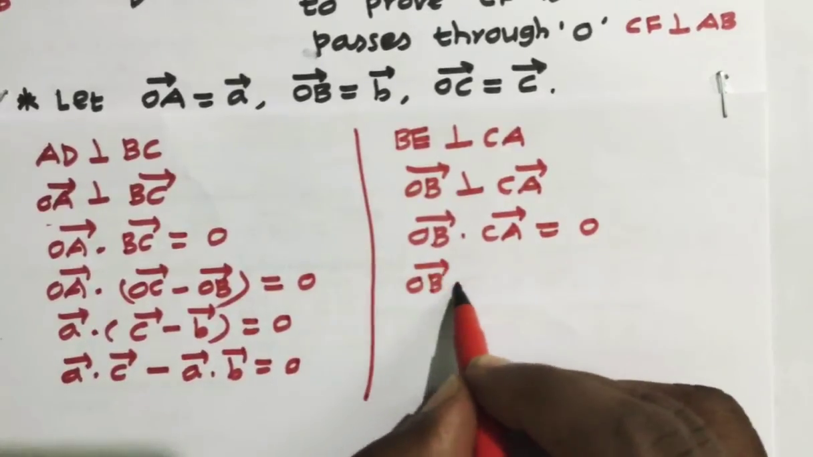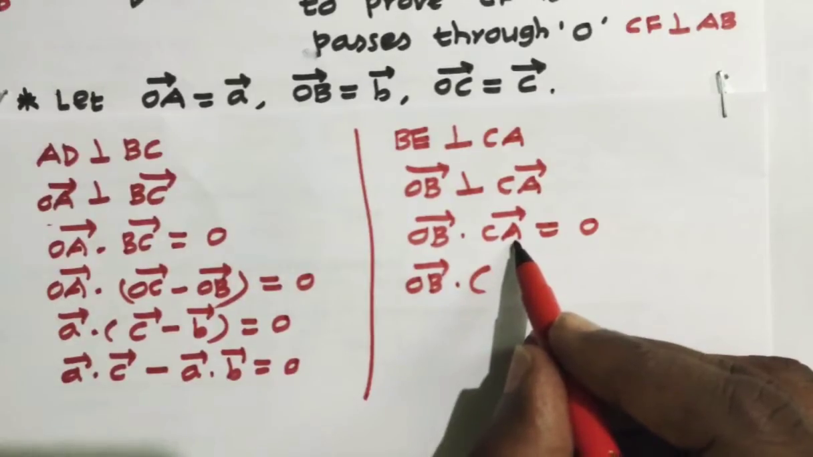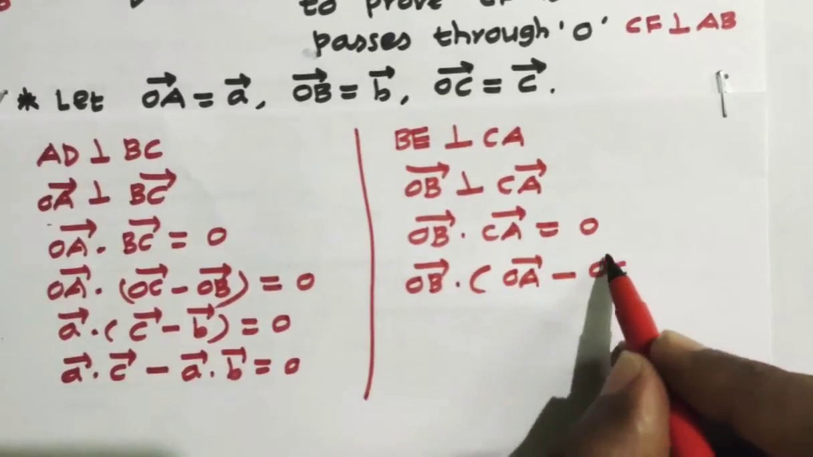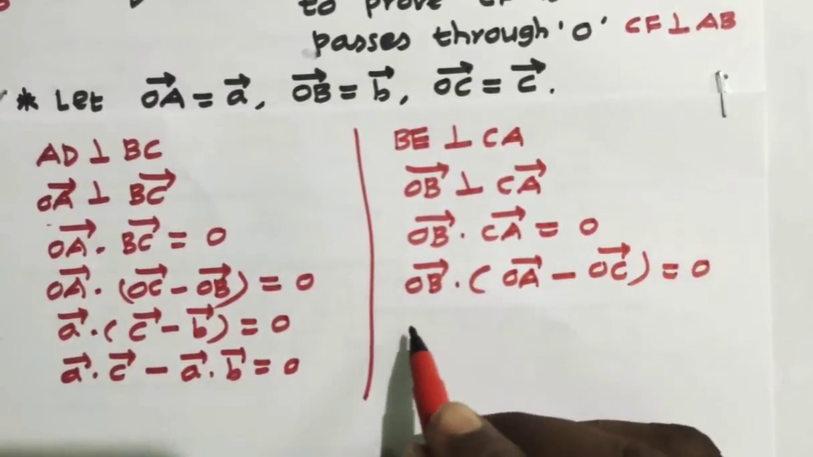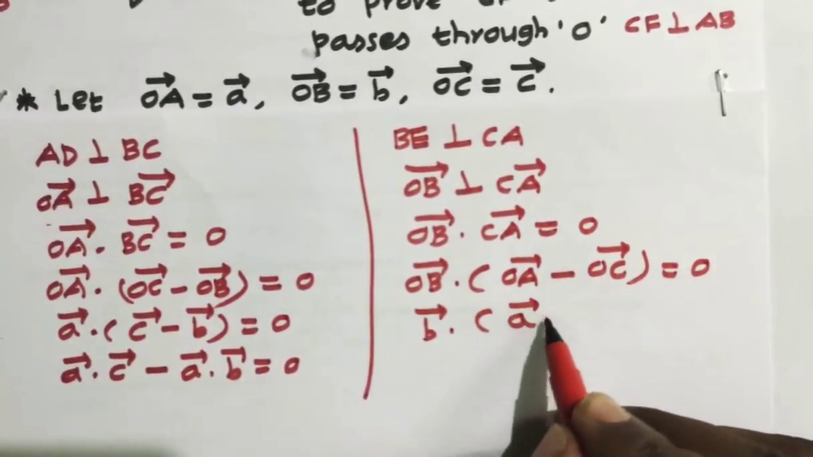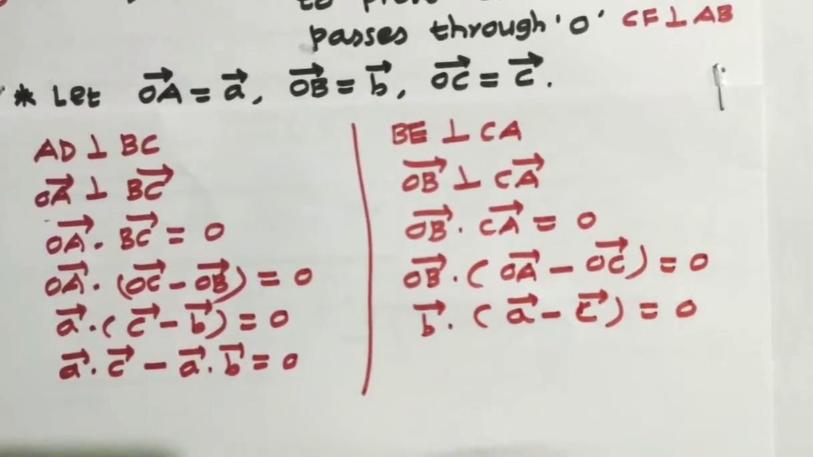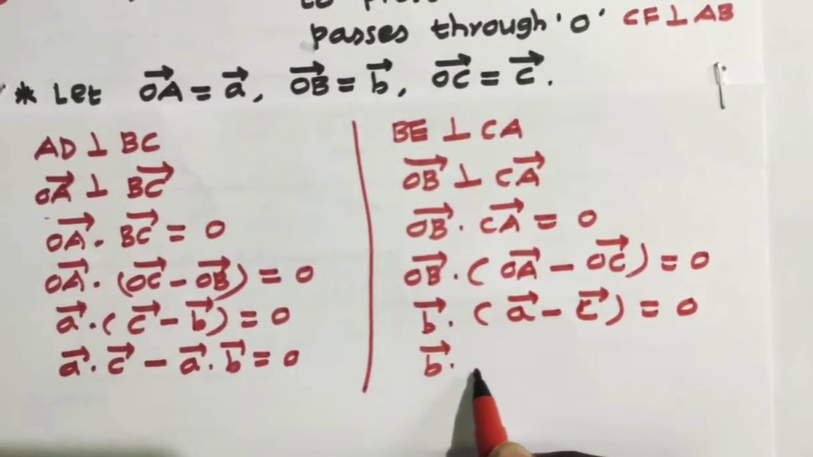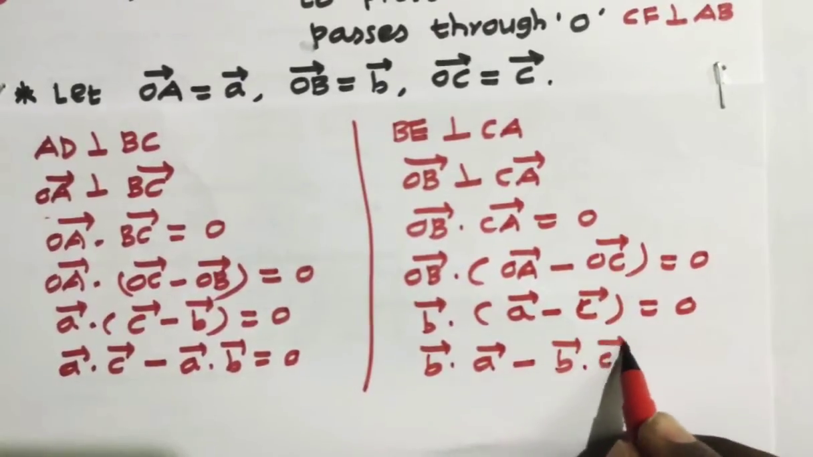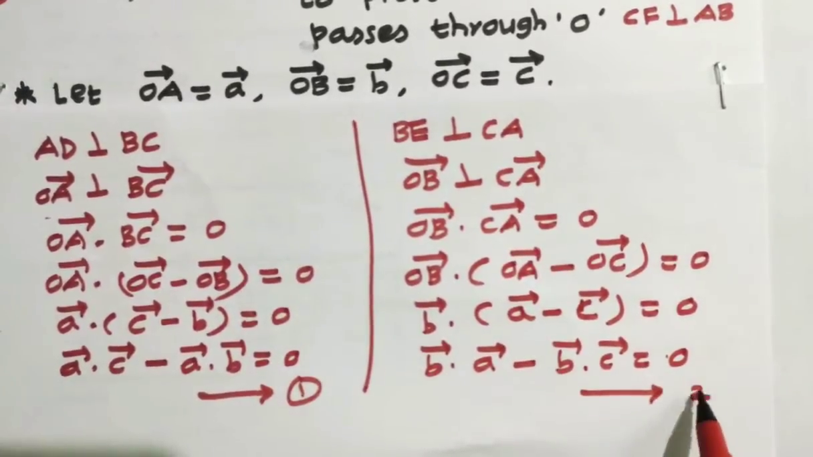So vector CA can be written in position vector form: position vector of terminal point, that is OA vector, minus position vector of initial point, that is OC vector, is equal to 0. Here vector OB is vector B dot, vector OA is A vector minus vector OC is C vector, equal to 0. Therefore B dot A minus B dot C is equal to 0. This is equation 1 and this is equation 2.